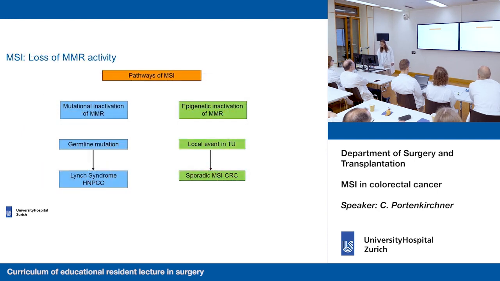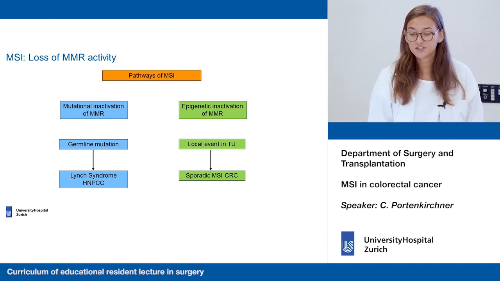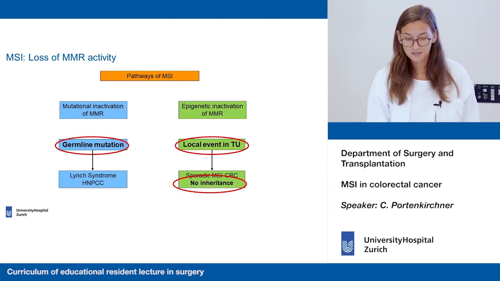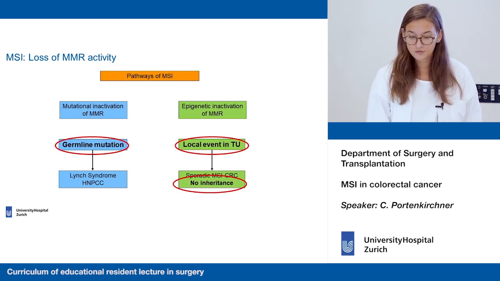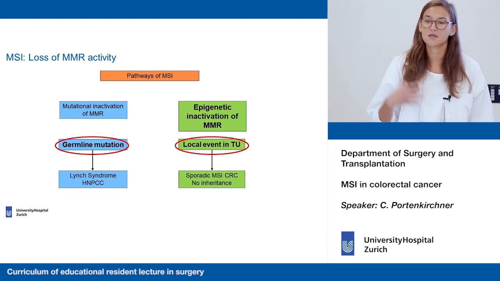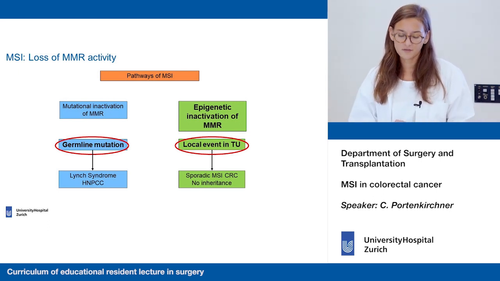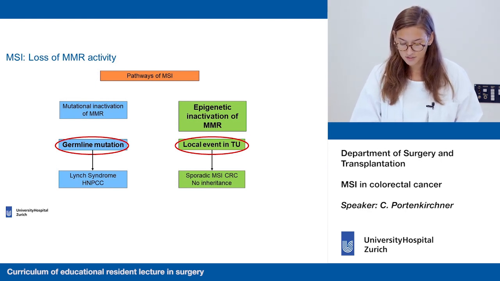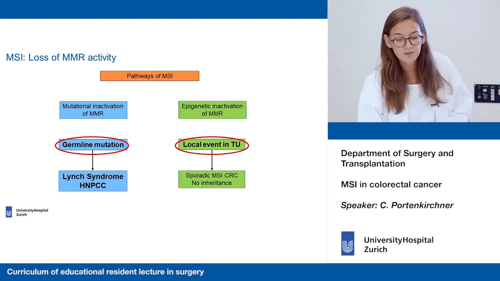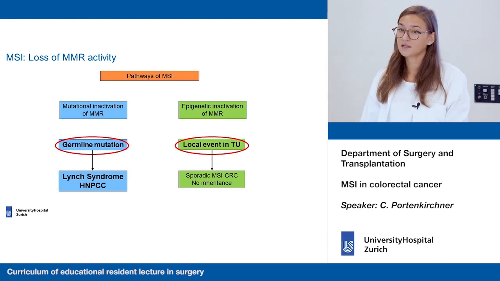So we will have a look at these pathways. We have a mutational inactivation of the mismatch repair system and an epigenetic inactivation. The mutational inactivation is a germline mutation, whereas the epigenetic inactivation is a local event in the tumor, and it's sporadic, non-inherited. But the germline mutation can lead to Lynch syndrome, also called HNPCC. Epigenetic inactivation, epi means above, so it's above genetics. Epigenetic variations include any processes that alter gene activity without changing the DNA sequence.